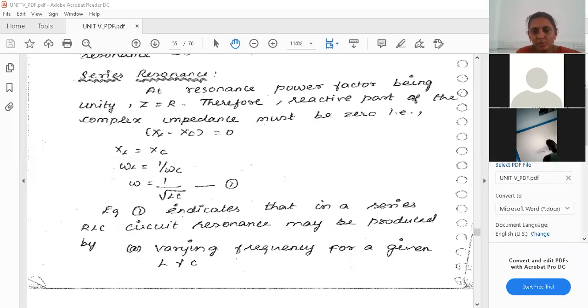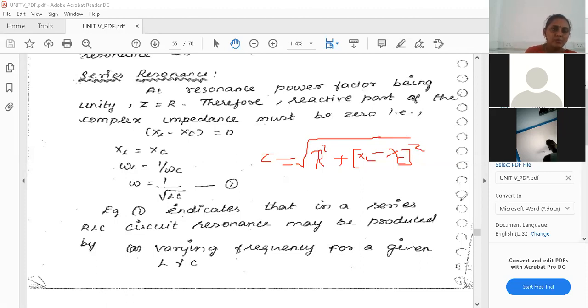Actually, for an RLC circuit, how do we write the impedance? Z is equal to the square root of R square plus, we do not know which is higher, XL or XC, so I will write XL minus XC the whole square, or XC minus XL the whole square, whichever is higher, we will take that polarity.